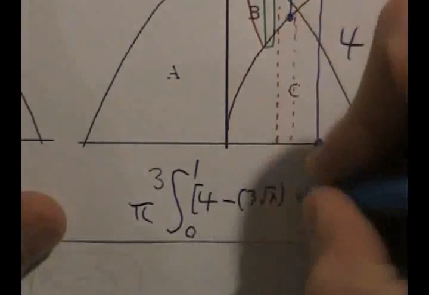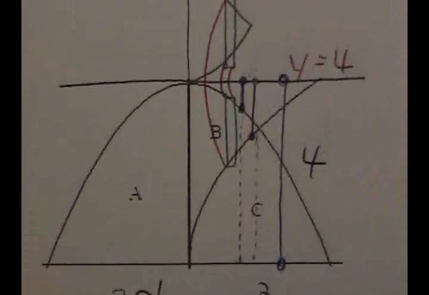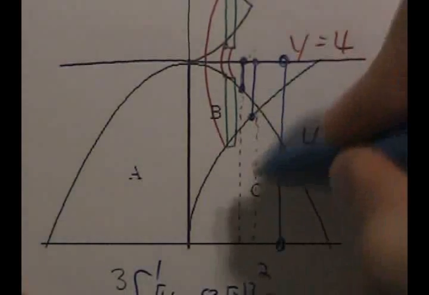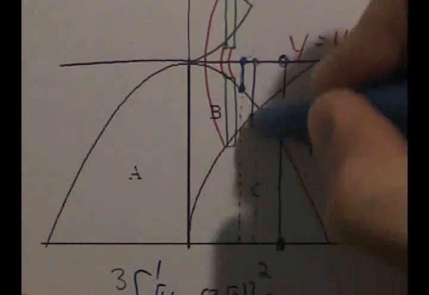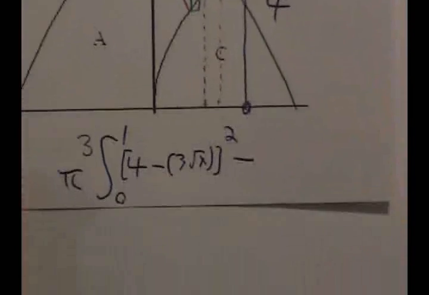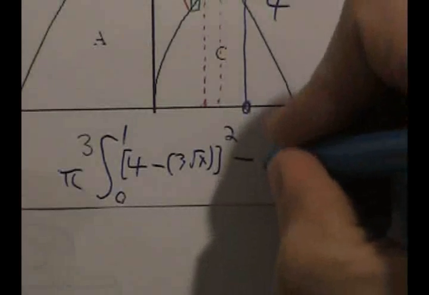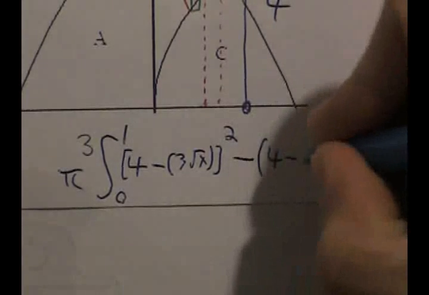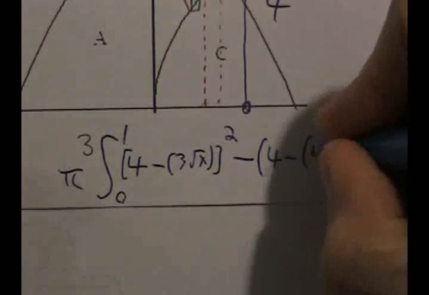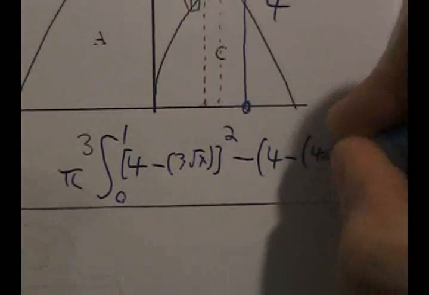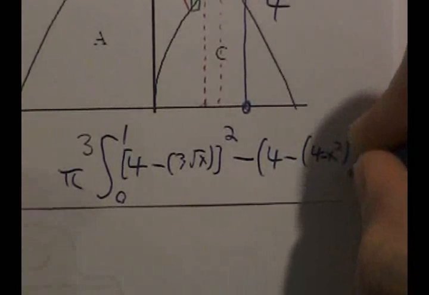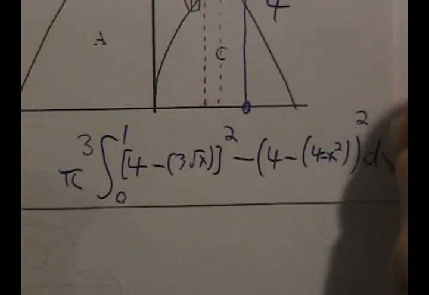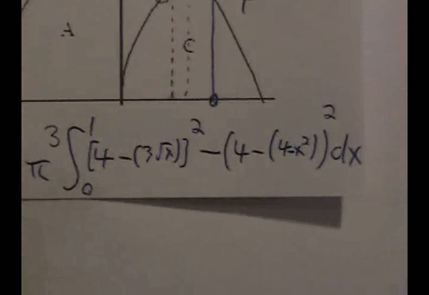That's for the outside radius, quantity squared, minus, and the inside radius is done in the same way. It's going to be, the whole thing is 4 less the distance to the top function. So that will be 4 minus, put the paren, 4 minus the function, 4 minus x squared, quantity squared, dx. So that's the answer for that one. Looks a little long.